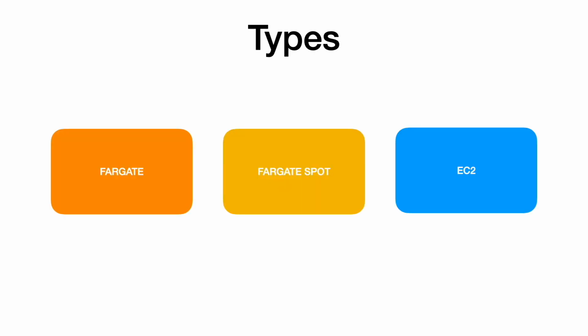ECS supports three types of capacity providers: Fargate, Fargate Spot, and EC2 instances. Fargate and EC2 we already discussed as part of the launch types. Fargate Spot uses spare capacity in the AWS cloud to run ECS tasks. When the capacity for Fargate Spot is available, you'll be able to launch the tasks. When AWS needs the capacity back, tasks running on Fargate Spot will be interrupted and stopped.